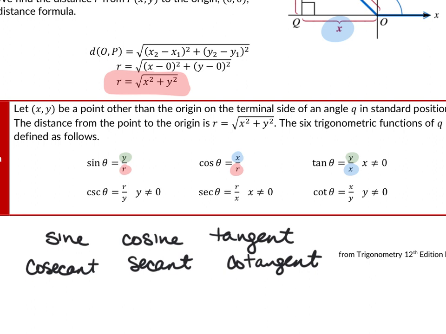But we can also define these. They're just the reciprocal of the one right above them. I've paired them up with their buddy. So cosecant is really just flipping over sine. So instead of y over r, we have r over y. For secant, it is a flipped over version of cosine. So instead of x over r, it is r over x. And cotangent is the reciprocal of tangent. So instead of y over x, it is x over y.